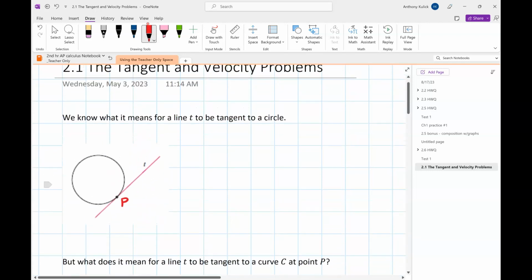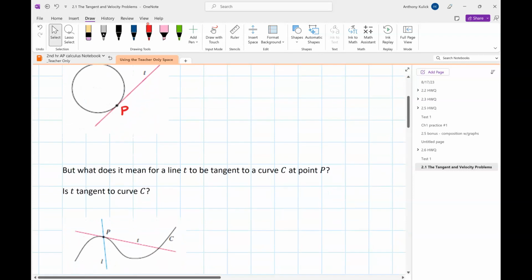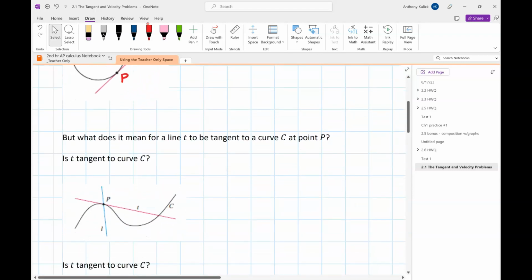The question that we're going to be exploring in section 2.1 is, what does it mean for a line T to be tangent to a curve at some point P? And by curve, we mean like a graph. So let's take a look at an example. Here's some curve C. Here we have some line T that's intersecting P. We ask, is T tangent to the curve C?